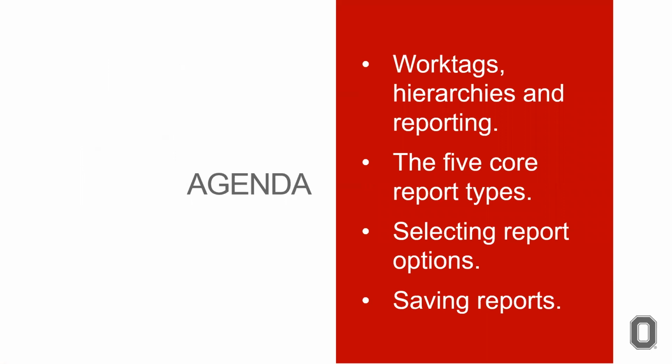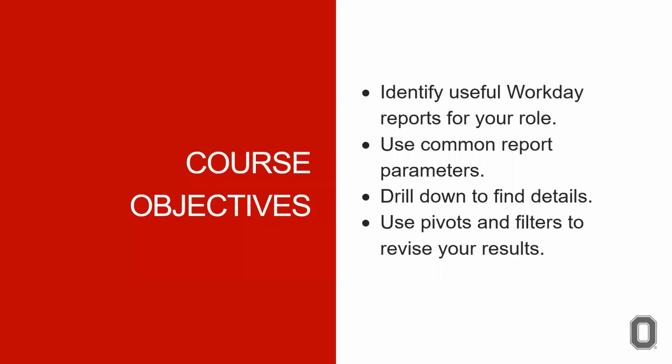Today, we are going to cover these topics: a quick recap on work tags, hierarchies, and how they drive reporting, the 5 core report types on which all other financial reports are based, selecting report options to get the results you're looking for, and saving your reports once you get them the way you want. By the end of this video, you should be able to identify a few reports where you can start to become comfortable with Workday reporting.